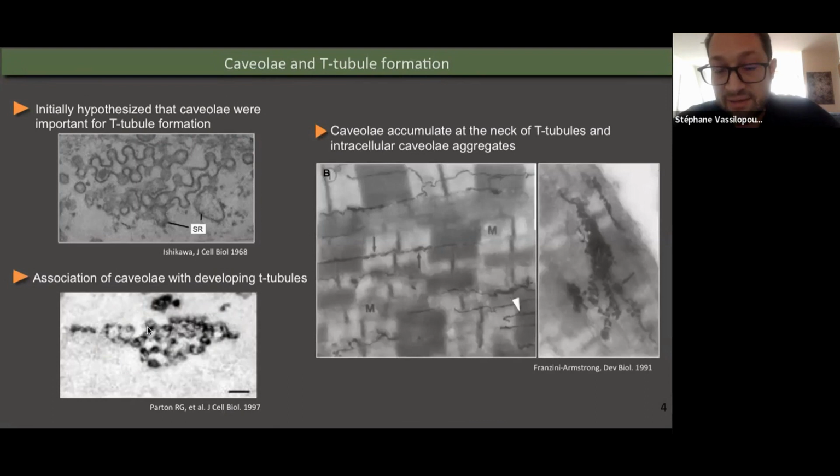In fact, this was substantiated by work performed by Clara Franzini-Armstrong, a real world expert on the T-tubule and the triad field, who also showed, while she was on sabbatical in our lab in Paris, that caveolae can accumulate in mammalian muscle. This is mouse longitudinal sections observed by electron microscopy. What you see here is that the caveolae accumulate at the neck of these T-tubules, and you have these large accumulations of caveolae. So it seems as if there is a link between accumulation of caveolae on the surface and formation of T-tubules during development.